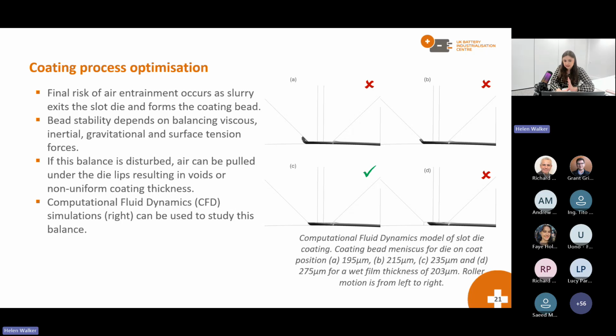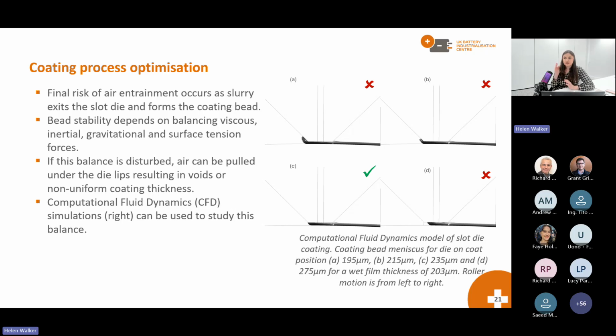What we don't want is case D, where that on-coat position is too big. Your meniscus, or your coating bead, is getting dangerously close to your slot die exit, and that's when you risk pulling air into your slurry. Now, these computational fluid dynamics models, they're big. They require specialist knowledge and training, and a lot of compute power, and they can take hours to run.